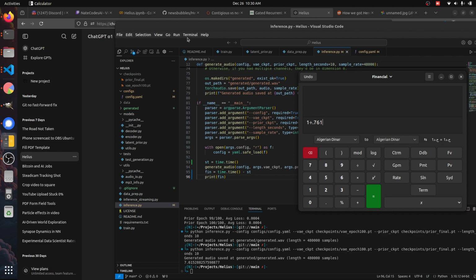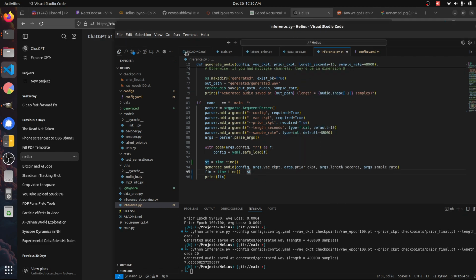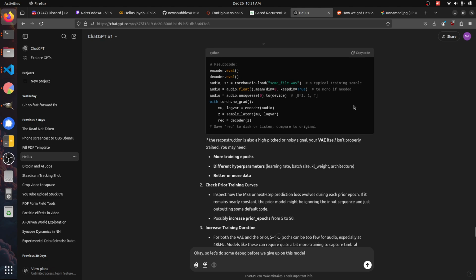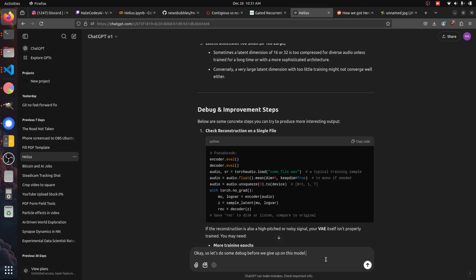0.7615. So we're running at an extra 30%, 31% of overhead time that we have. So this is actually good. This makes me think, if I can get it to generate something that's not just a very stupid sample and figure out, okay, this is actually working, then I can start to look at moving on. I feel like I haven't even really given this a chance yet before I'm thinking about moving on to a different architecture. So let's just go ahead and say, all right, do some debug before we give up on this model.